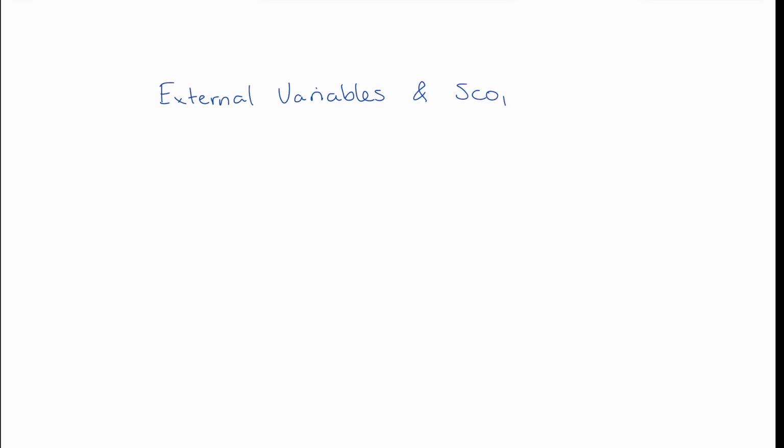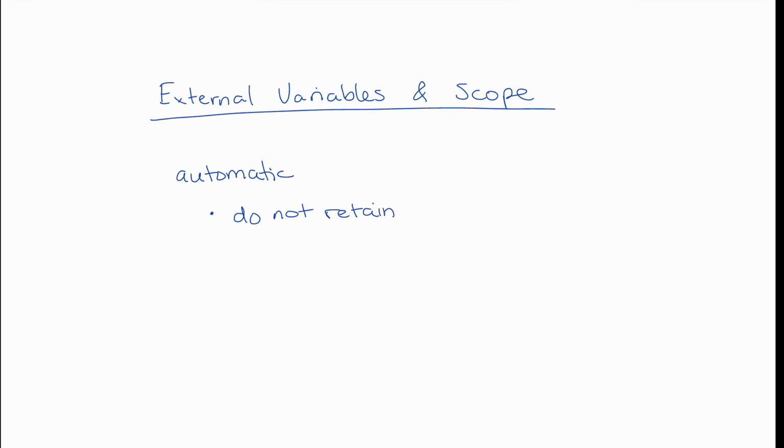Now let's talk about the final section of Chapter 1, external variables and scope. Variables within functions, including main, are local to that function. They come into existence when the function is called and then disappear when the function is exited. These types of variables are known as automatic. Automatic variables do not retain values from one call to the next, so they must be explicitly set each time.